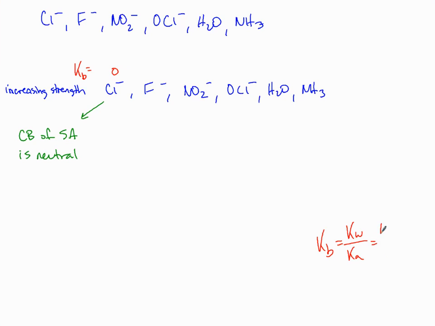So 1 times 10 to the negative 14th for water divided by the Ka of these specific acids. For the fluoride, 1.4 times 10 to the minus 11th. For nitrite, 2.5 times 10 to the minus 11th.